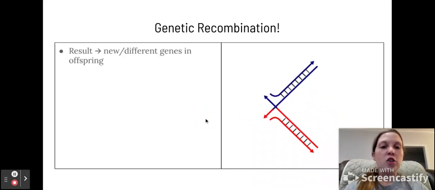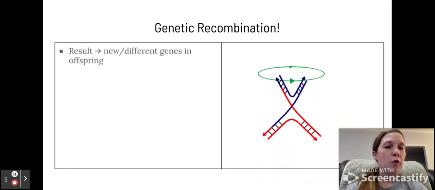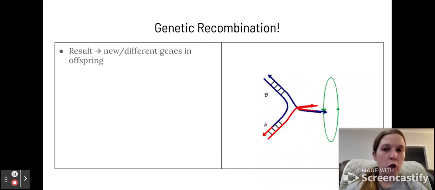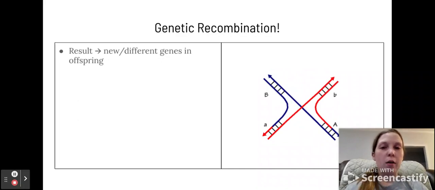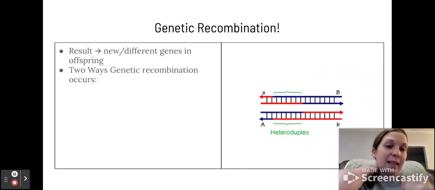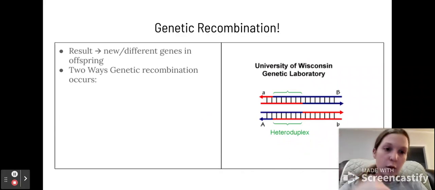Now let's talk a little bit about genetic recombination. And here's where you'll see more of that crossing over concept that was mentioned earlier. And the whole point of genetic recombination is to make new or different genes in the offspring. So we don't look identical to our parents. At some points in our lives, we may look more like our mother. We may look more like our father. We may be a perfect mixture of both. And that's all due to this genetic recombination.